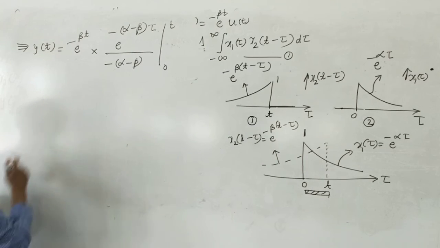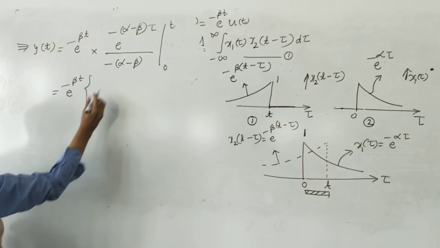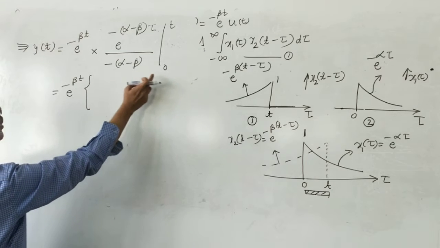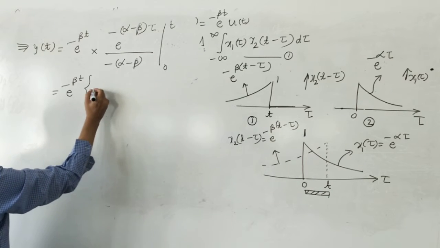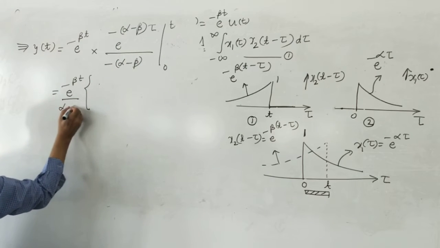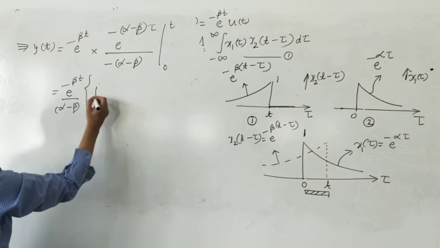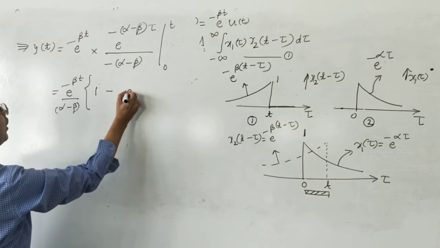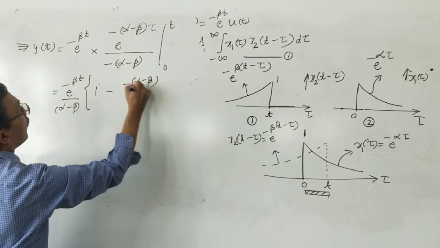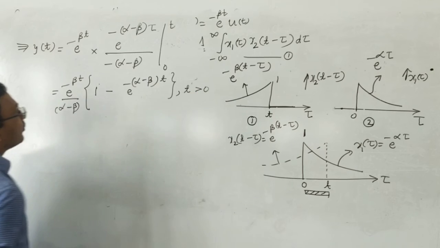Now let us put the limits. E to the power minus beta t into, put the upper limit. Since there is a minus sign here, first I will put the lower limit. If you put the lower limit, e to the power 0 is 1. You get alpha minus beta out. If you put lower limit, you get 1. If you put upper limit, you get e to the power minus of alpha minus beta into t. This is for t greater than 0.